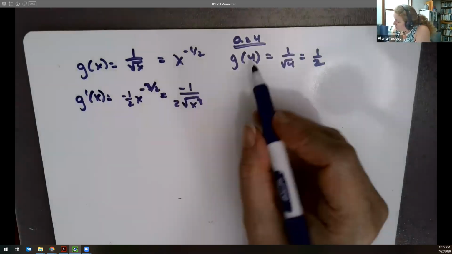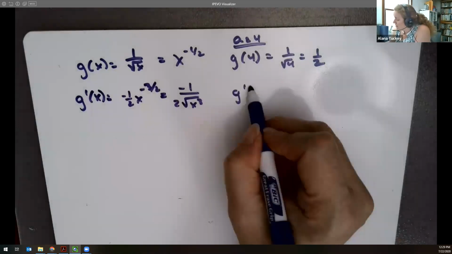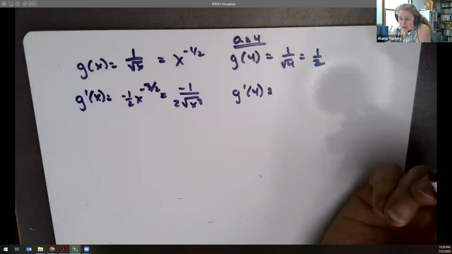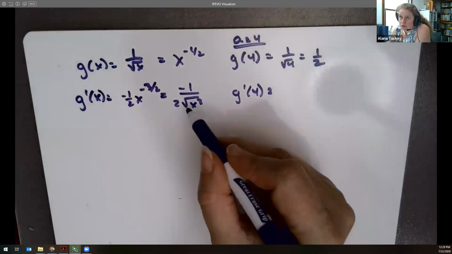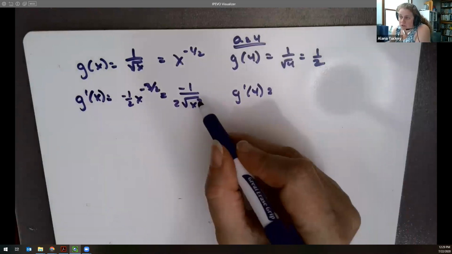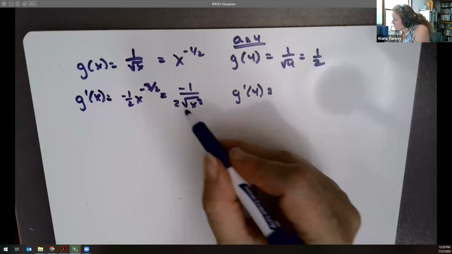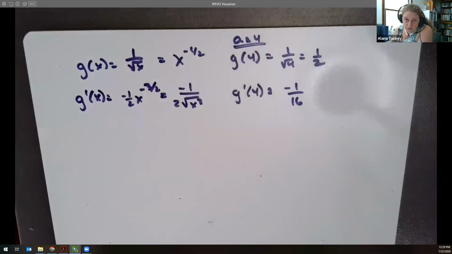So then I need to find g prime of 4. And again, you could use Desmos if you want. I mean, you're just trying to get 4 plugged in here. Square root of 4 is 2. 2 to the third is 8. 8 times 2 is 16. So this is negative 1 over 16. And again, you can use Desmos if you so desire. All right, you have calculators.